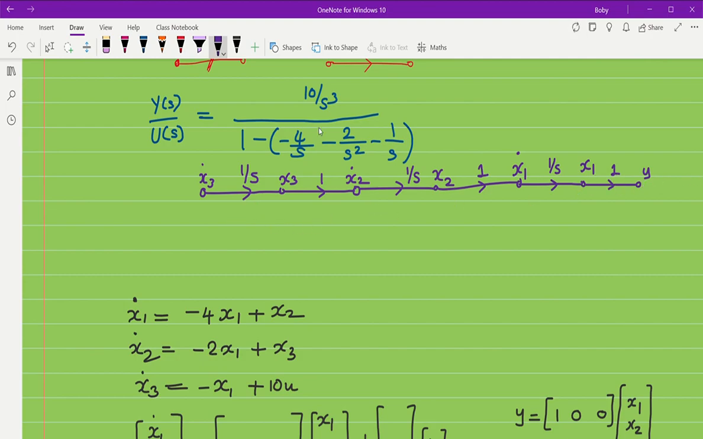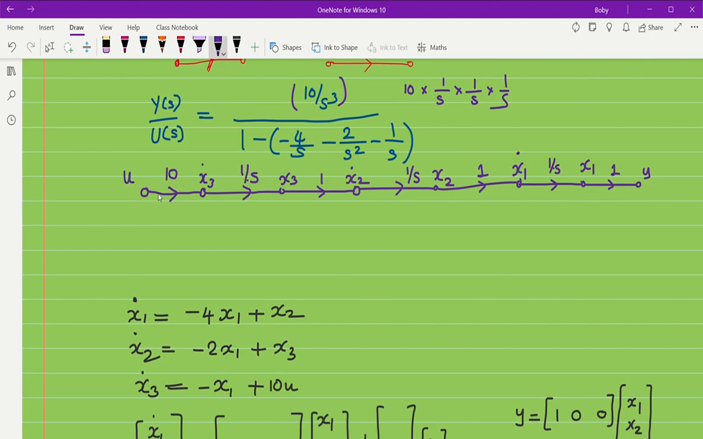So the numerator shows the forward path. The forward path is 10 into 1 by s cube, that means 1 by s into 1 by s into 1 by s. You can see here 1 by s, into 1 by s, into 1, into 1 by s. So as a whole we are getting 1 by s cube. In the numerator, the gain that is missing is 10. So we put another node here. This will be our input node, and here we put the gain as 10.